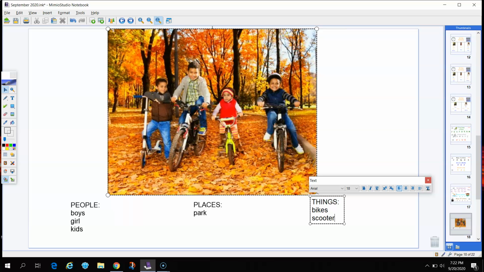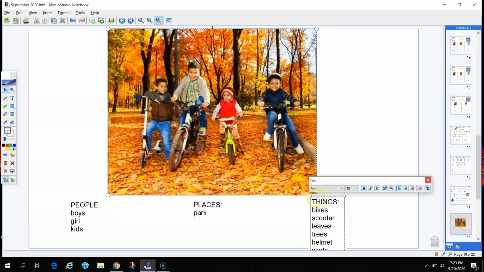He's on a scooter. All right, now what's on the ground? Leaves, lots of leaves. What's behind the kids? Trees. All right, look at the one boy. He has a blue vest on. Do you see what's on his head? He has a helmet. It's always important to wear a helmet when you're riding your bike. So look at what all the kids are wearing. We have some kids who are wearing vests and other kids who are wearing jackets.